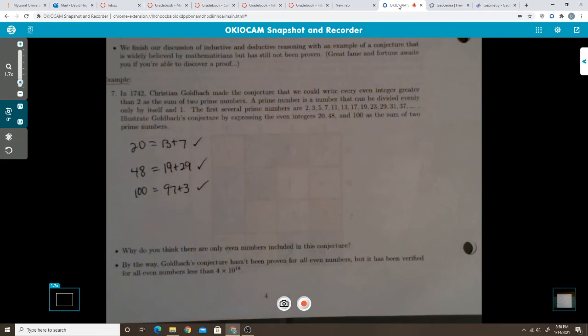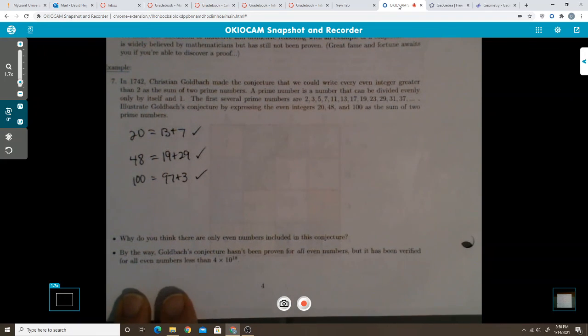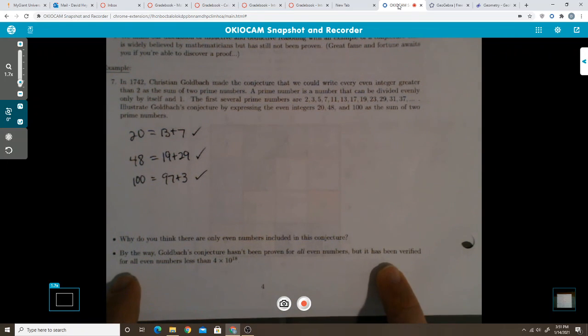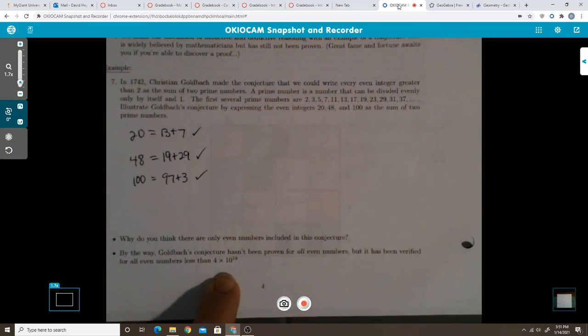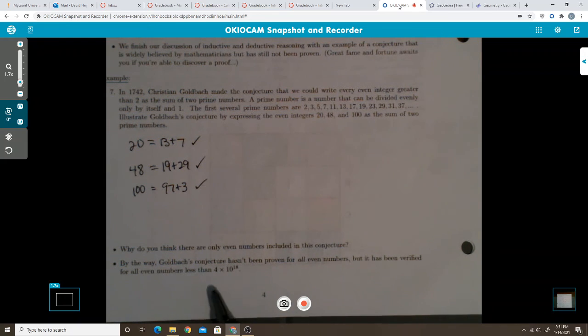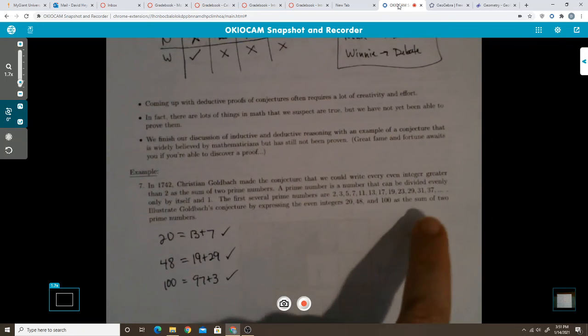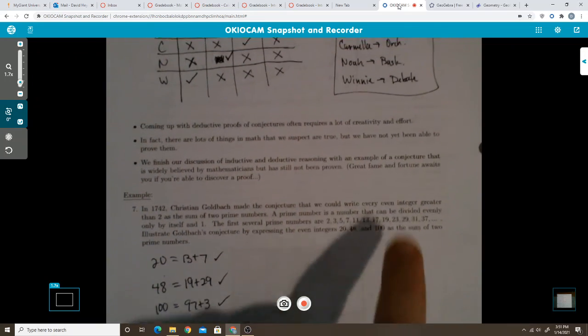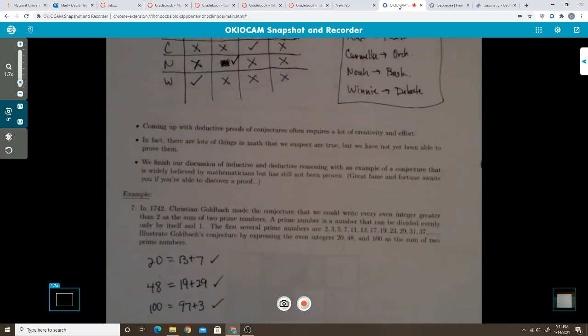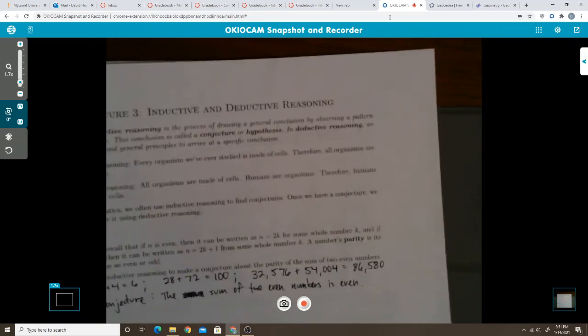But anyway, for your information, Goldbach's conjecture hasn't been proven for all even numbers, but it has been verified for all even numbers less than 4 times 10 to the 18th power. That's a 4 with 18 zeros behind it, so it's a huge number. So we know that this conjecture is true for all numbers less than this. We just haven't been able to prove it for every number. Again, if you can do it, fame and fortune await you. Okay, that's it for this lecture.